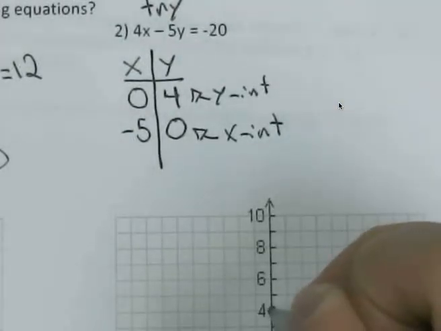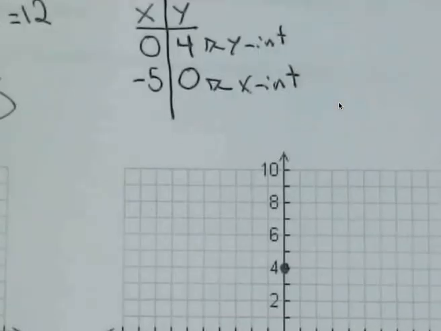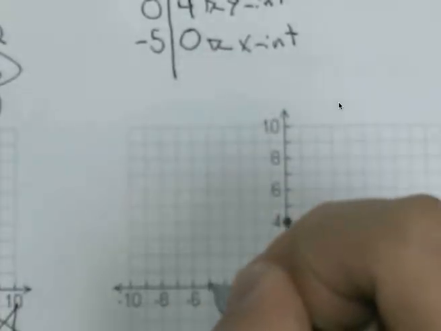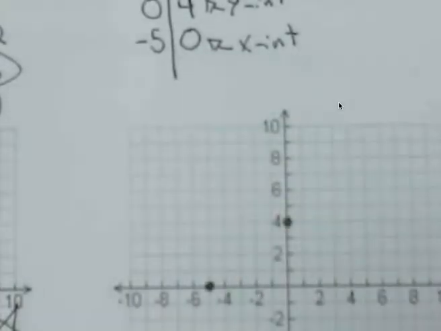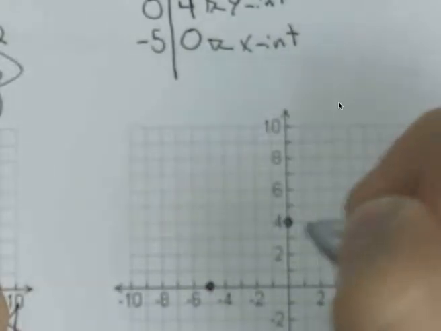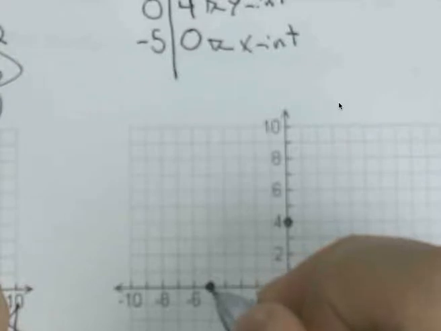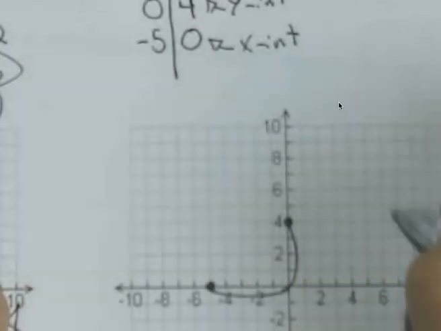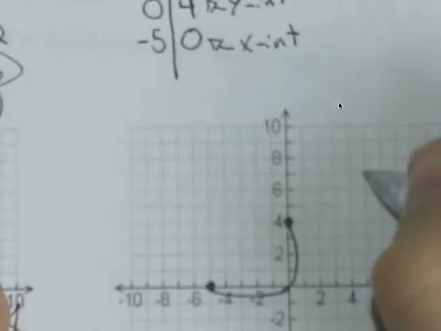(0, 4). X-intercept's negative 5, so let's take that to the left. We see that this slope's positive, which is pretty cool. We could also plot some more points out if you want to. So our change in x is 5, change in y is 4. So this would be over 5 and then up 4.